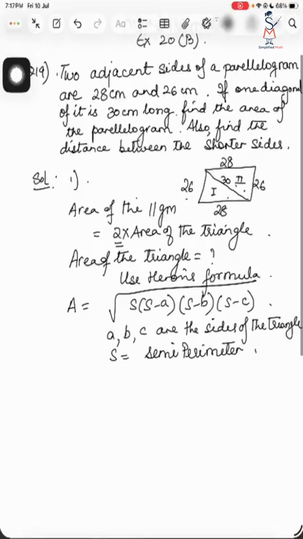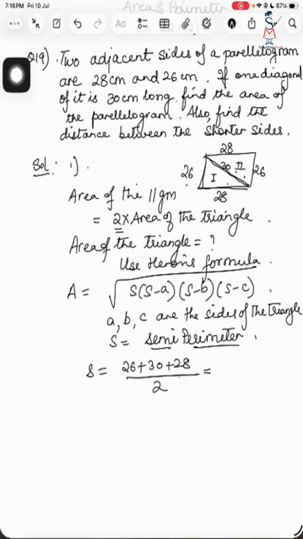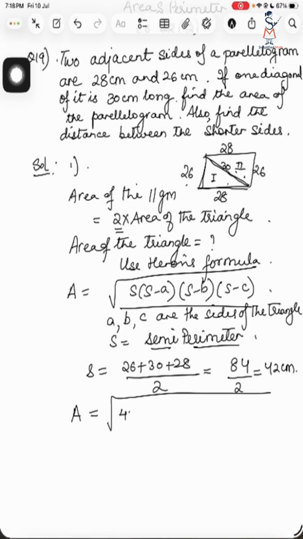So let's find out the S first. S is 26 plus 30 plus 28. These are the sides of the triangle, 26, 28 and 30, divided by 2 because it's the semi-perimeter. Semi-perimeter is the sum of all the sides divided by 2. 28 plus 30 plus 26 becomes 84, divided by 2, that is 42 centimeter. Now we will put the values in Heron's formula. That is, S is 42.